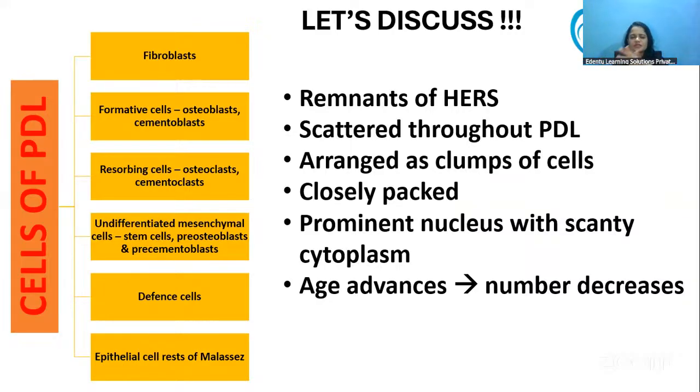Okay, and it is usually seen scattered throughout the periodontal ligament. In the periodontal ligament, you'll see them as clumps. So clumps of closely packed cells will be seen, with a very prominent nucleus and very scanty cytoplasm. And as the age increases, the number of these epithelial cell rests of Malassez usually comes down. Okay, so this is about the epithelial cell rests of Malassez.